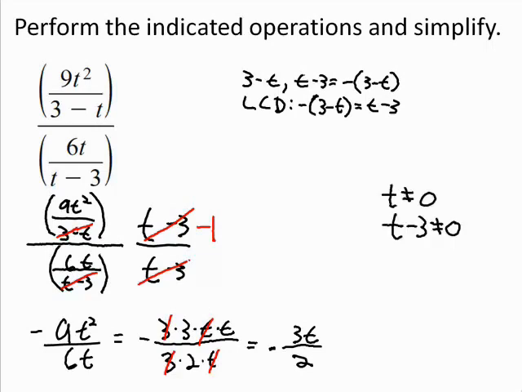For t minus 3 cannot be equal to 0, add 3 to each side. T cannot be equal to 3. The solution is negative 3t divided by 2, where t is not equal to 0 and t is not equal to 3.